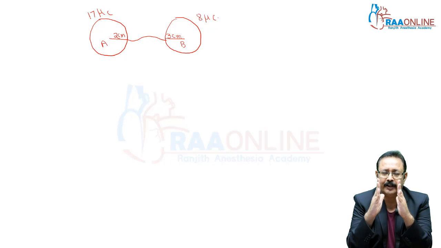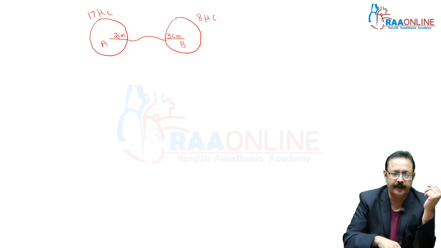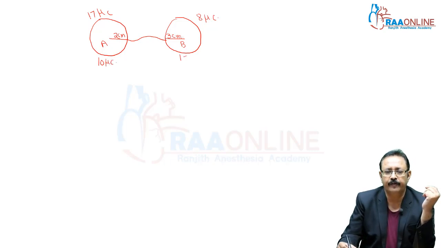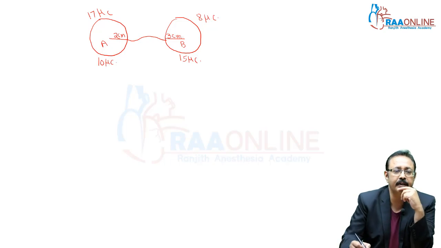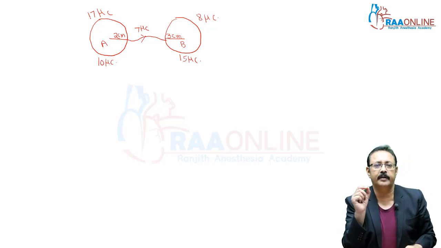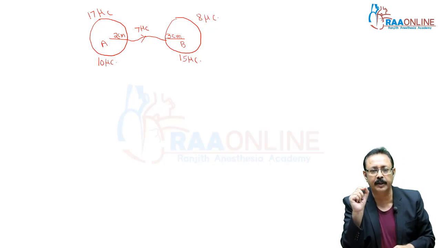Make 5 parts of that. 25 by 5 means 5. Put 2 units on A, 3 on B. So 5 into 2 is 10, and 5 into 3 is 15. So after connection, on this it should be 10 microcoulomb and on this it should be 15 microcoulomb. But initially there was 17. Now we want 10. So what will happen? 7 microcoulomb will flow towards B. So without pen and paper, we are able to solve this type of problem. If you know the concept, you can solve it.